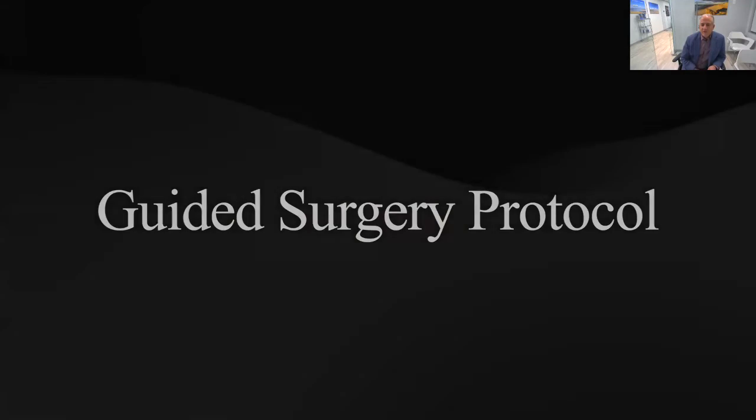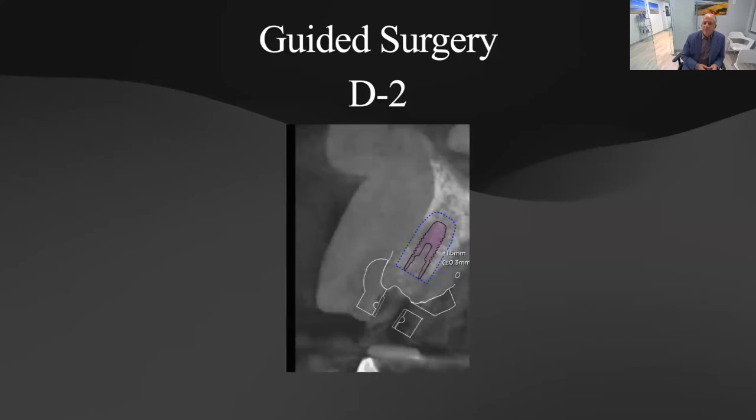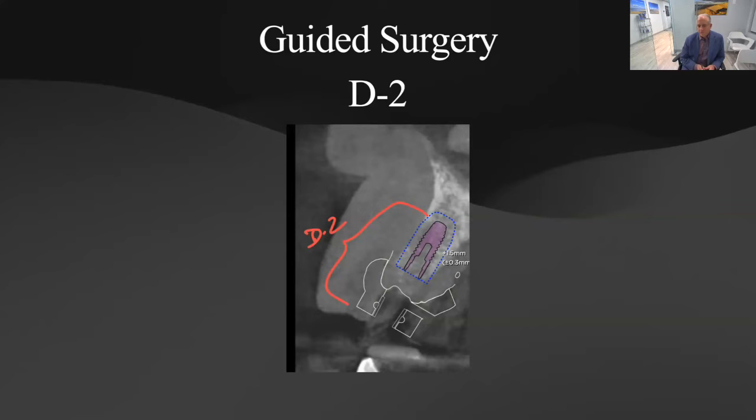I'm going to talk a little bit about guided surgery protocols. It's a big topic, but I think that I should at least cover some of the basics. What's really important with guided surgery is what's called the D2 value. D2 is the distance from the top of the surgical guide to the most apical portion of your osteotomy, and it's going to be determined differently for different implant systems. But it's very critical to understand what D2 is.